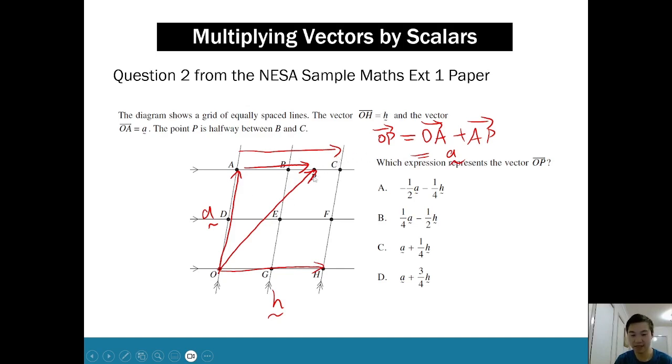However, AP is not the same length as OH. If we split these into quarters, it's actually 3/4 of the length of AC. So AP is actually going to be 3/4H. So therefore, that will give us D as our answer. So that assesses our knowledge of vector addition and also multiplying vectors by scalars.